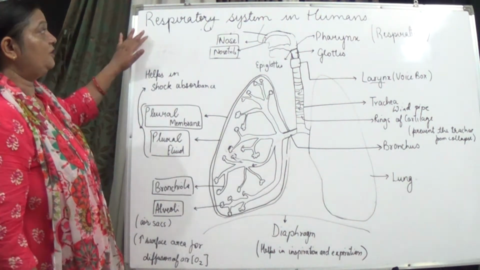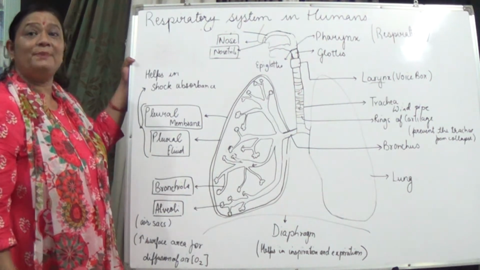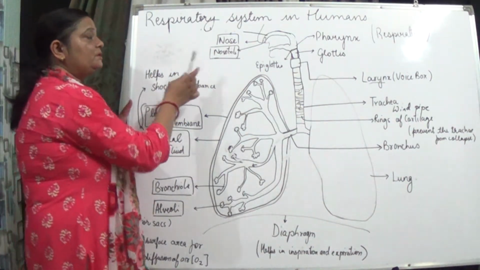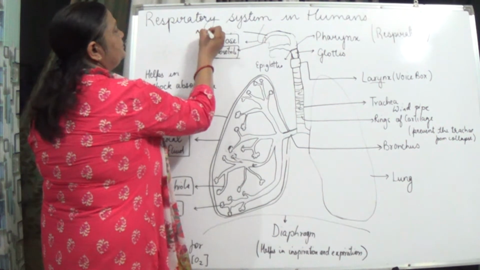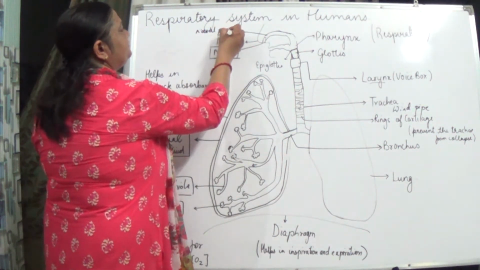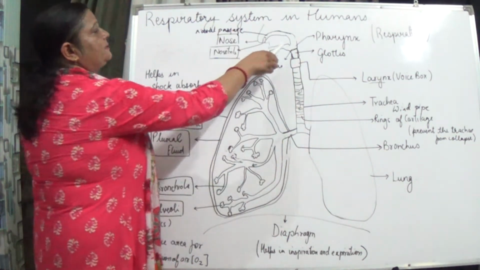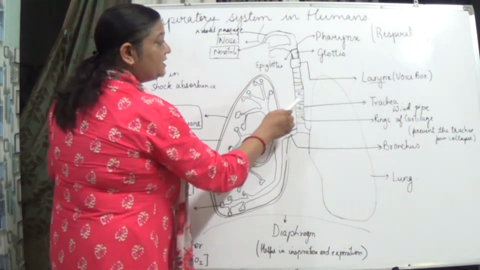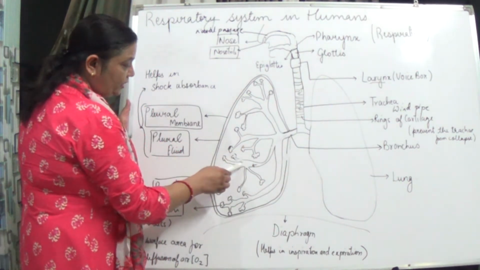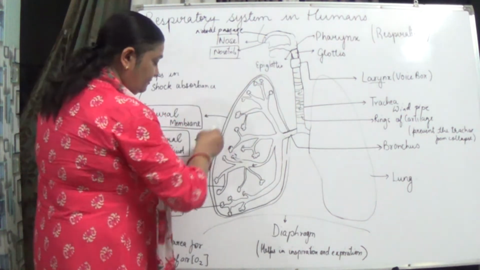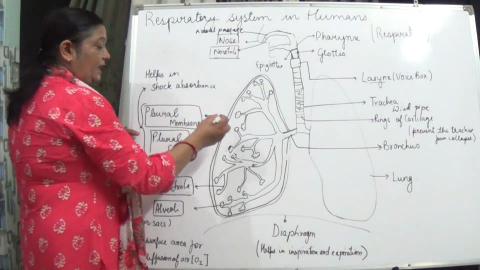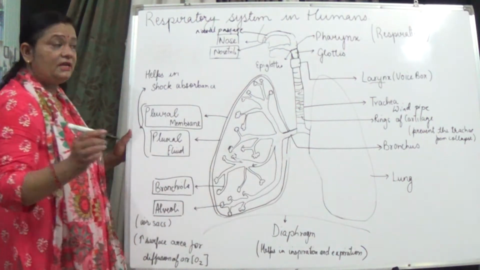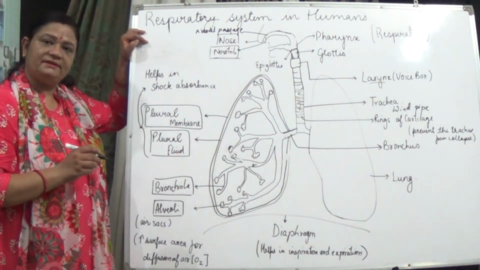When we are talking about the respiratory system, let us study the parts present in the respiratory system in humans. The parts involved are the nose, the nostrils, the nasal passage, the pharynx, epiglottis, glottis, larynx, trachea, cartilaginous rings, bronchus, bronchiole, alveoli, then the covering of the lungs known as the pleural membrane, and between the membrane, pleural fluid is present, and the diaphragm. So these all comprise the respiratory system.